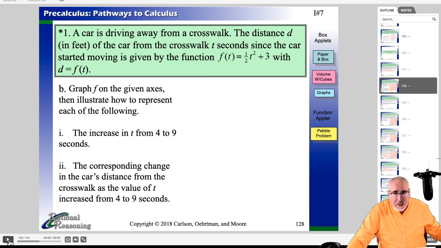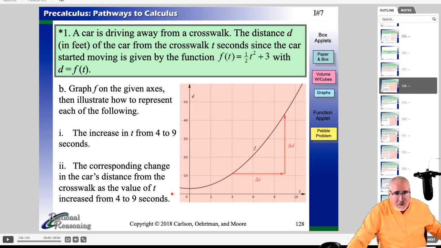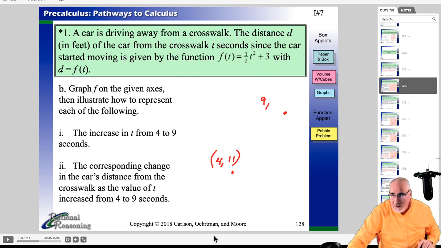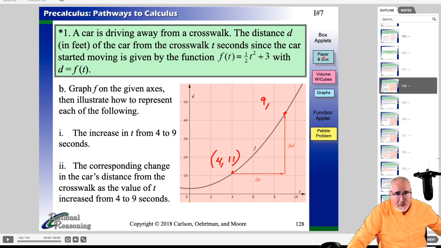And so we're going to take a look at a graph. So this is, again, the parabola going up, and we're looking at what happened at 4 seconds, and we got the value at 9 seconds. So this gives us the point (4, 11). And this gives us the point at 9. Again, plugging in 9, I think they had 43 point something. Let me go back, I tend to forget these things. 43.5.